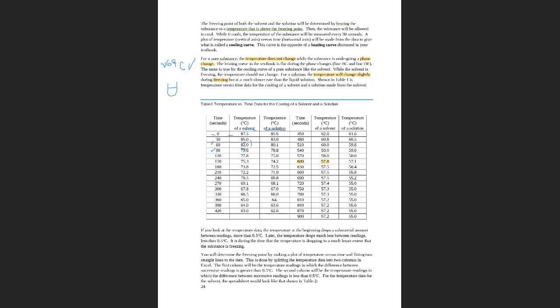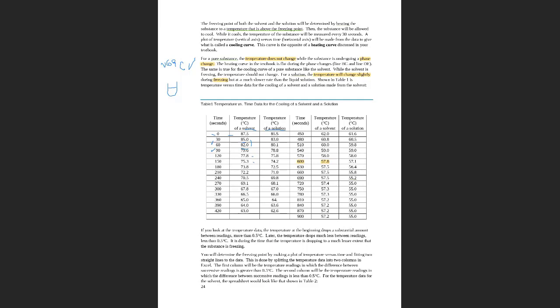So you're going to do, let's say here at 120 seconds, 77.8, and then at 150, 75.3. So you do one minus the other, and if the answer is greater than 0.5, you will put that temperature in the first column. And if not, the second column is the temperature reading with a difference between two readings that is smaller than 0.5. So this is an example of what they are doing.